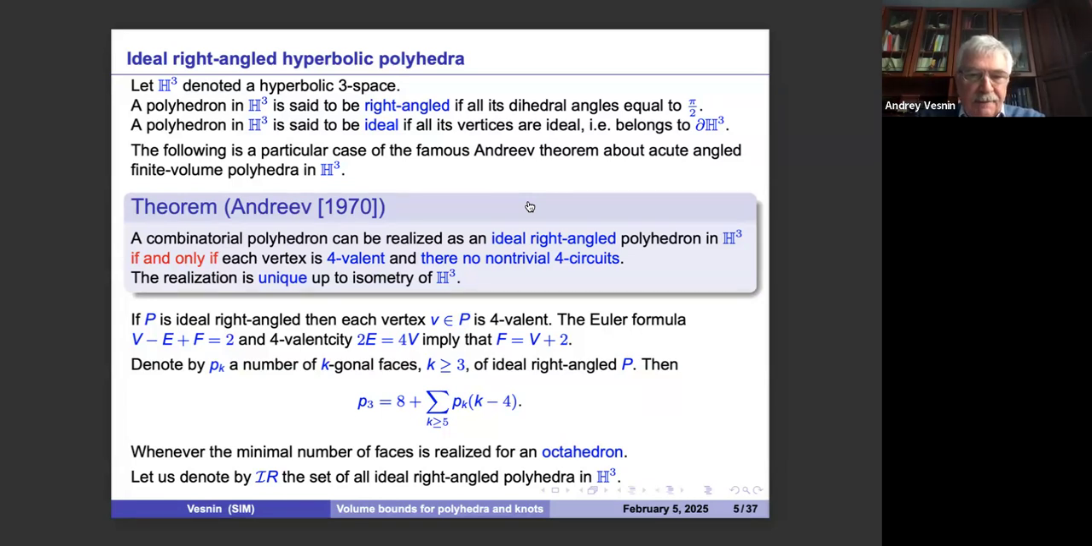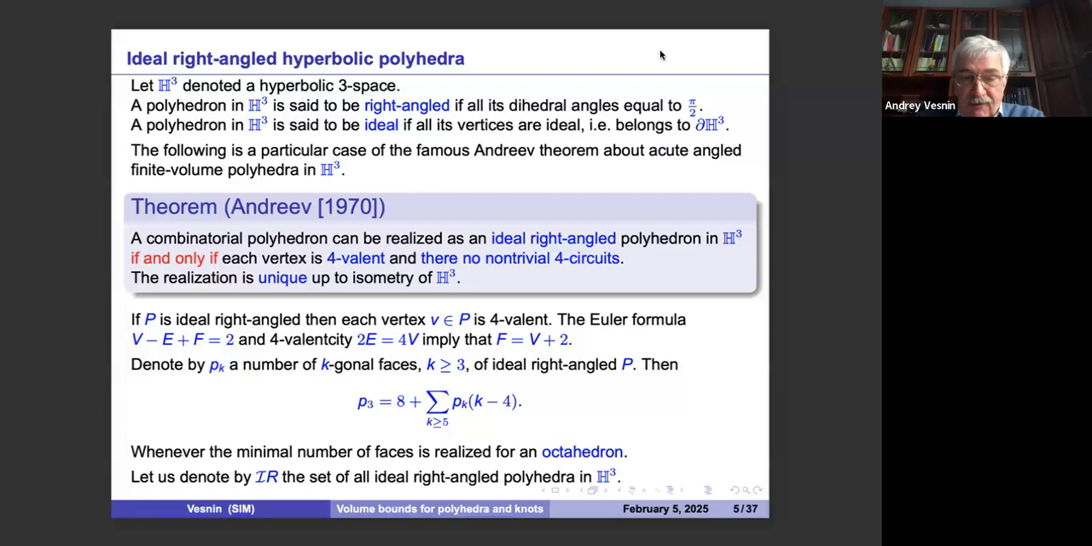So we consider this class of polyhedra, and the existence theorem was proved by Andreev in 1970. He considered acute-angled polyhedra having finite volume, and he proved necessary and sufficient conditions for the existence of polyhedra in hyperbolic space for this family. And I give here only the particular case related to ideal and right-angled polyhedra. If you have a combinatorial polyhedron, then we can realize it as an ideal right-angled polyhedron in hyperbolic 3-space if and only if some combinatorial conditions are satisfied.